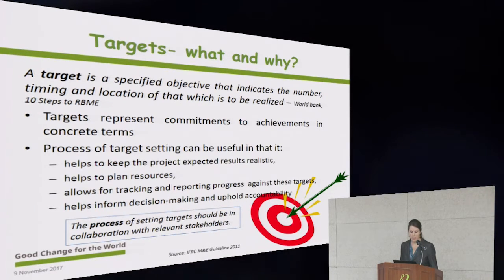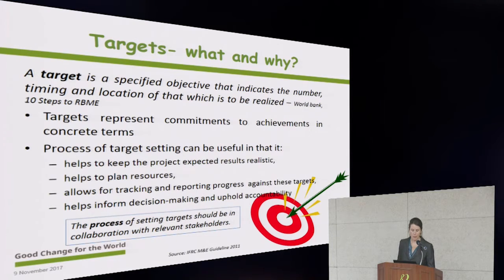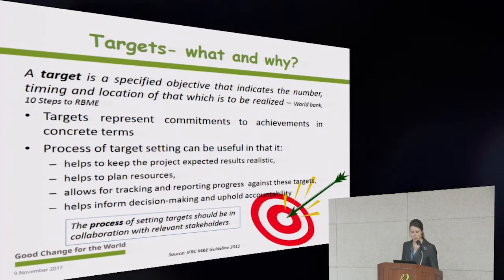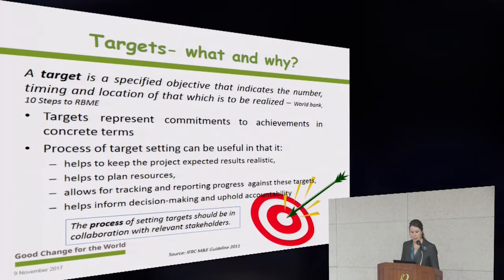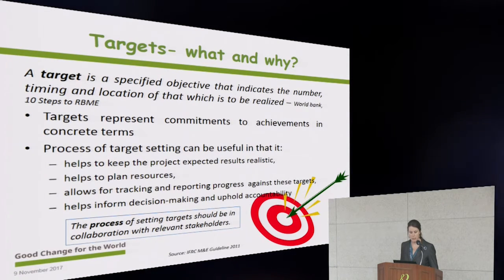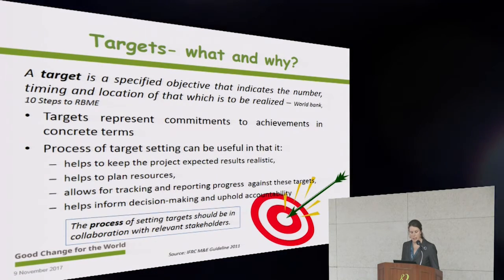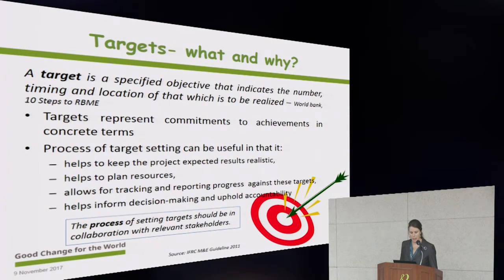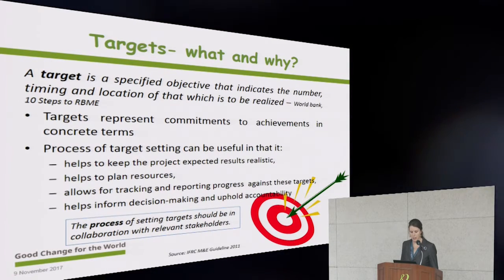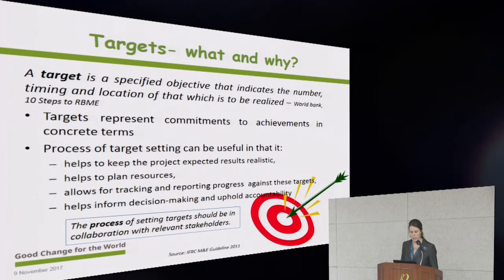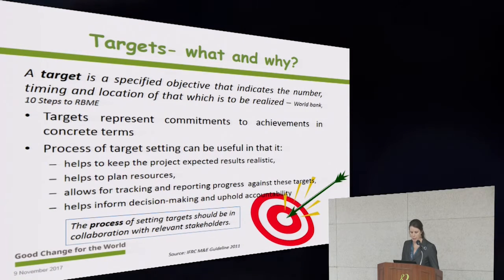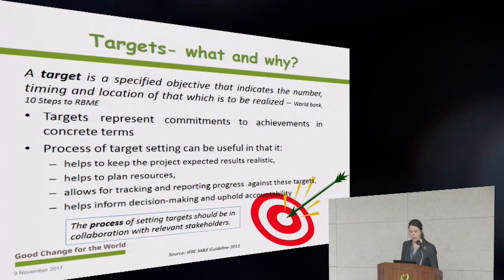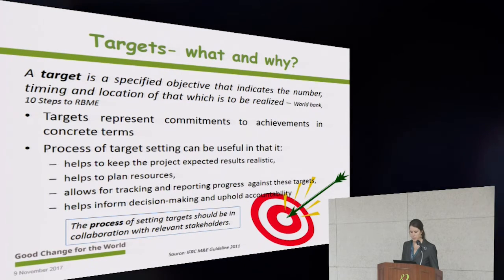The process of target setting can be really useful itself. The process should be a participatory process, and it can help to keep the project expected results realistic. It can help plan resources. It allows for tracking and reporting progress against these targets, and it helps inform decision-making and uphold accountability. So as long as you're setting those targets with stakeholders, you're ensuring accountability here.